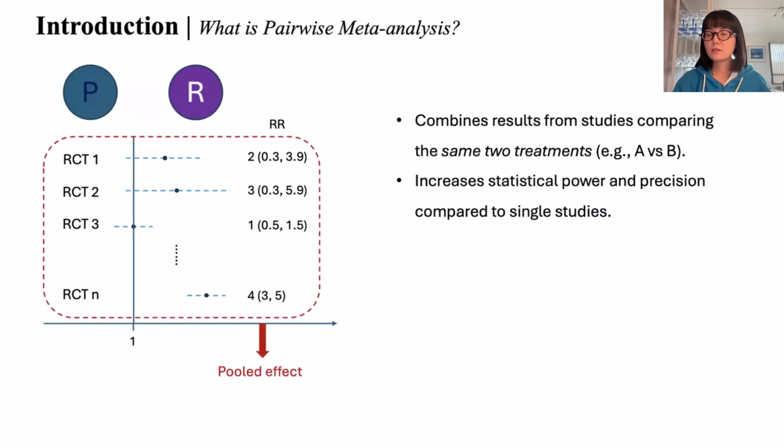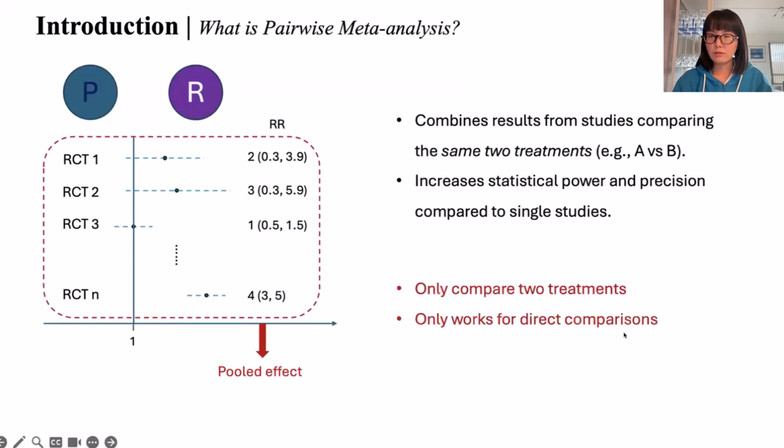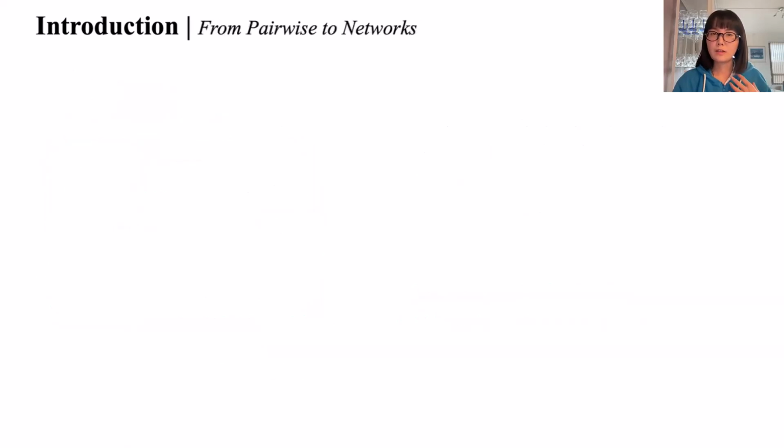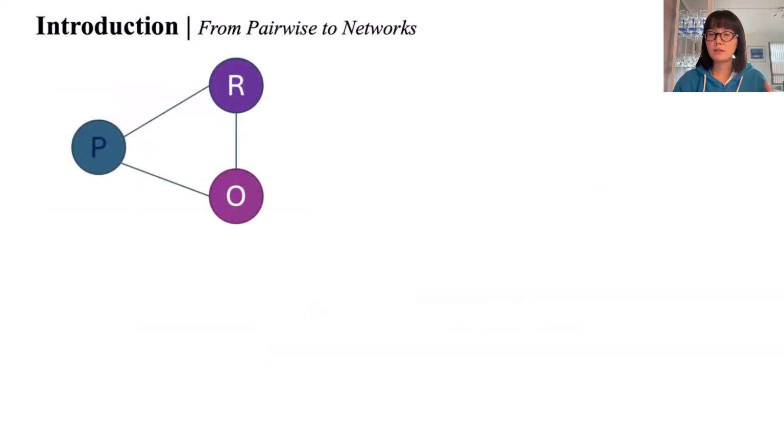It usually increases the statistical power and precision compared to single studies, but it's very important to note that pairwise meta-analysis is only appropriate for studies that directly compare the same two interventions. If we have several interventions at the same time, then we may need network meta-analysis. Network meta-analysis is an extension of pairwise meta-analysis that allows you to compare multiple treatment options at the same time, even though some of them haven't been compared directly in any individual studies.